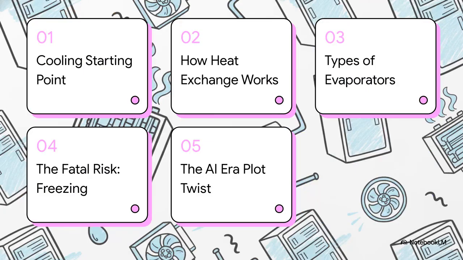Well, here is our roadmap for today. We're going to start with the cooling starting point. Then we'll look at how the actual heat exchange works. After that, we'll explore the different types of evaporators, examine the fatal risk of freezing, and finally, end with a massive and honestly pretty surprising AI-era plot twist. Let's get right to it.